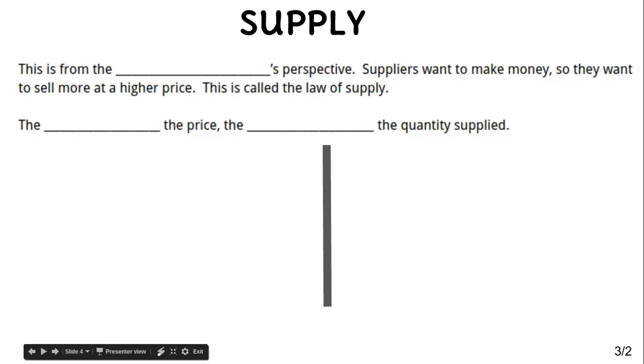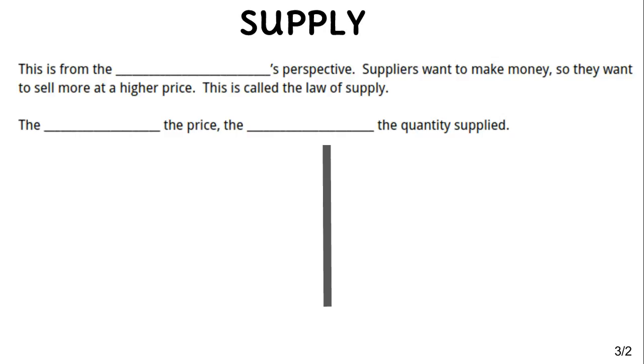All right, so we talked about demand, and you know that demand is from your perspective, from the consumer's perspective. And one of the things that makes supply so tricky is that it is from the producer's perspective. And because of that, you're not used to looking at it that way. So sometimes it seems a little nonsensical.